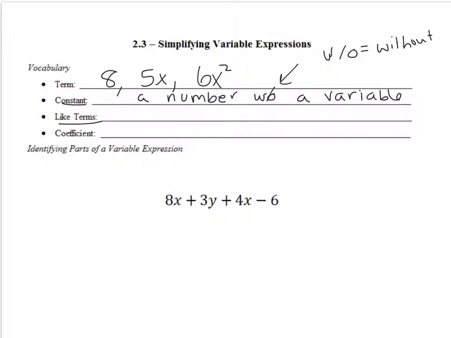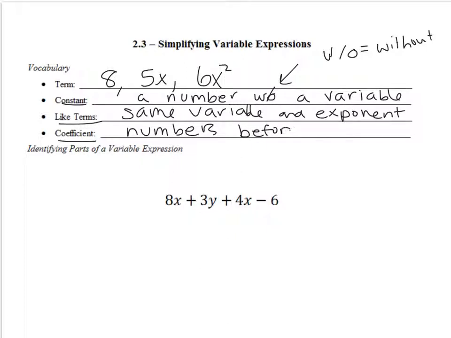Like terms have the same variable and exponent. Coefficients are numbers before variables.